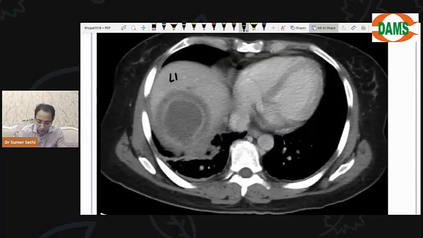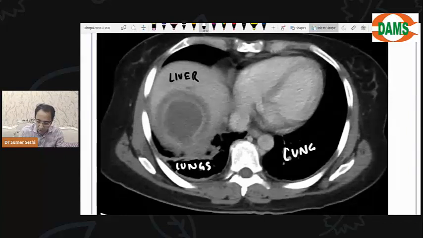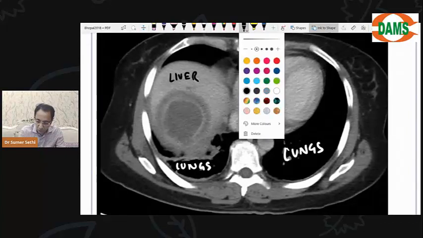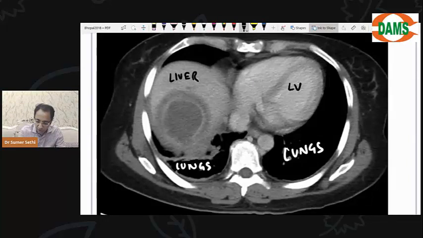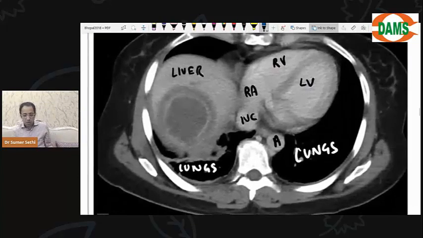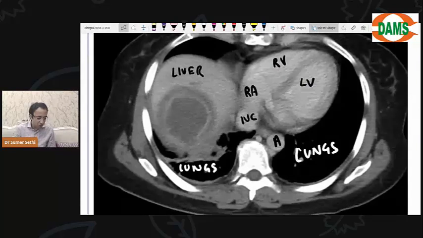Okay, this is your liver. Let's see, you have to diagnose this. These are your lungs. Okay, focus. Anybody who diagnoses this will get a chocolate also, beta. This is left ventricle, right ventricle, right atrium, IVC, aorta. How do I know all this? I will teach you, beta. I will teach you how to identify. Listen to me.